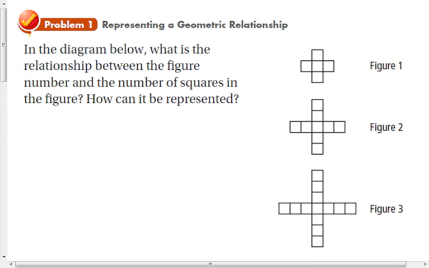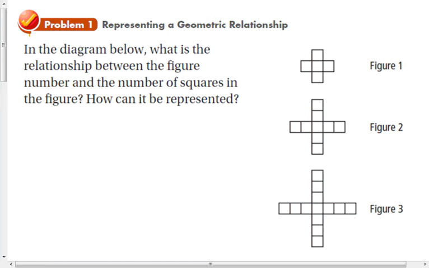All right, so we're going to learn how to represent some geometric relationships with expressions. Look at the diagram here. What is the relationship between the figure number and the number of squares in the figure? How can this be represented?